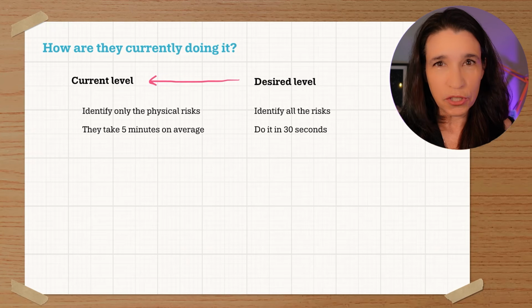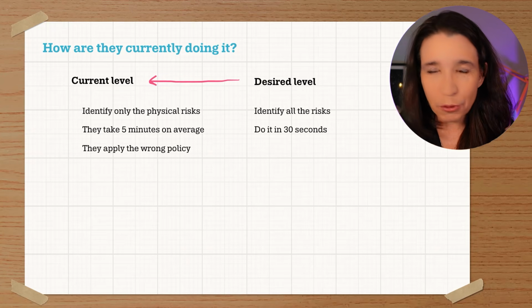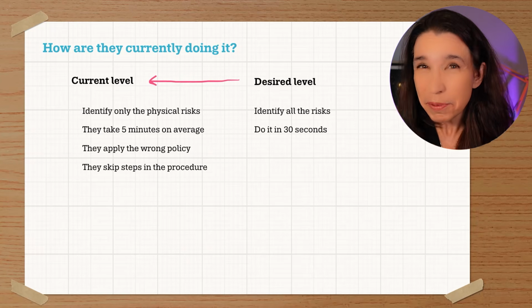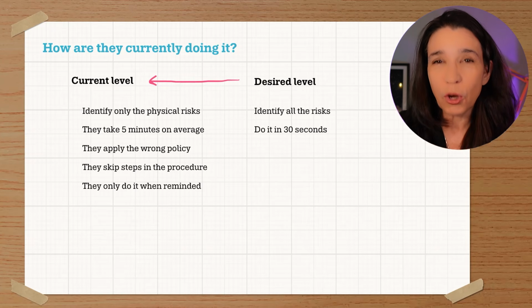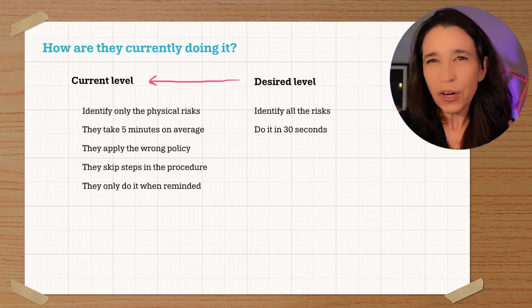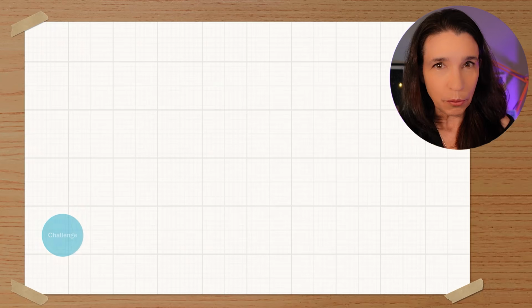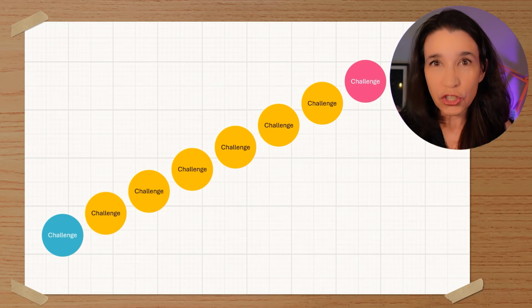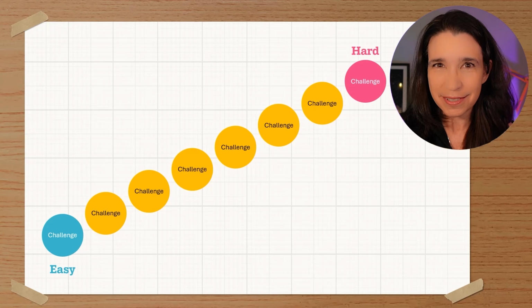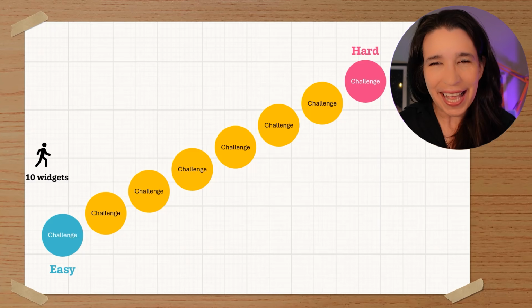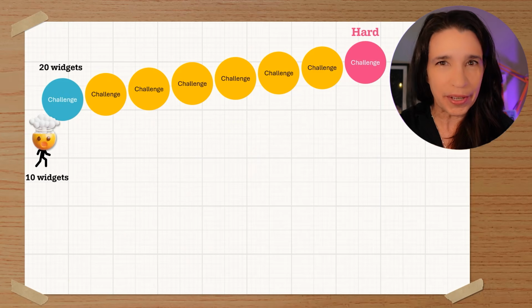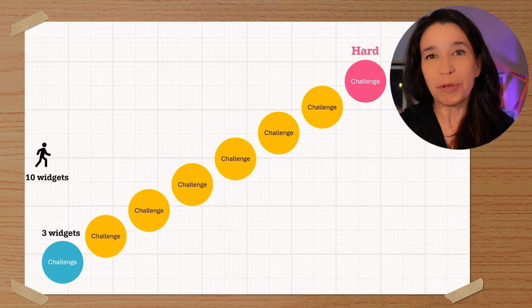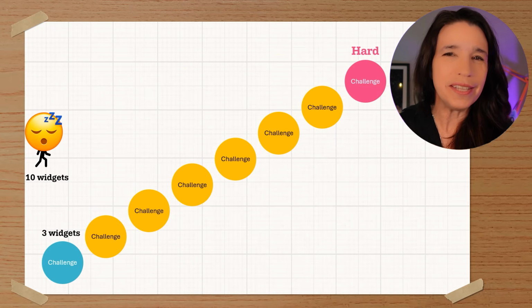Other great examples that I saw included they often apply the wrong policy. They usually skip steps in the procedure. They're only doing it when reminded. These are all describing how people are currently going about this behavior. And the point of this question is to figure out the learner's starting point. We're going to build them a series of challenges to take them from newbie to master, but we have to figure out what the right on-ramp is. If right now they're building 10 widgets a minute, I can't start by asking you to build 20 widgets a minute. That's too much of a jump from where they are. Same if we start by asking them to build 3 widgets a minute, that's too easy and therefore boring.